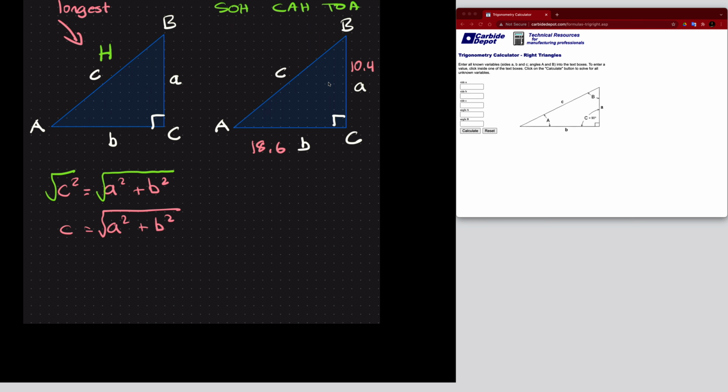So all we need to do now is just put those numbers that are on the triangle into the proper locations. So you can see that A is 10.4, so this becomes 10.4 squared. And we're going to add to that whatever B is, which is 18.6, and square that. And then it's just a matter of punching that into the calculator. So take the square root of 10.4 squared plus 18.6 squared.